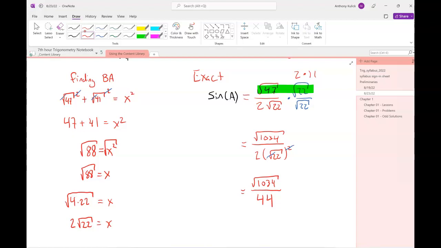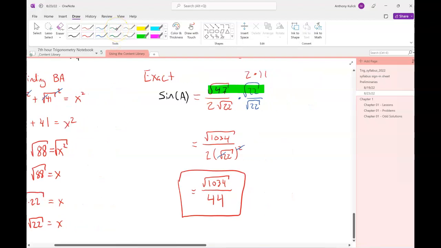None of those are squared, right? I don't have two 2s or two 11s or two 47s. There's just one copy of each prime. There's no perfect square in there then. So I would be done at this point. This one was worse than any of them that you would end up seeing in the Delta Math. I don't think you'd have to do this rationalize the denominator process here. That's what this is called.